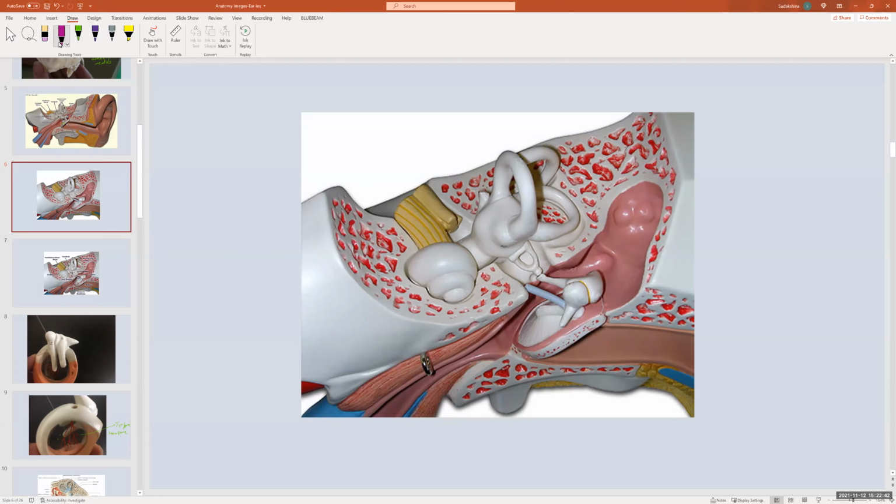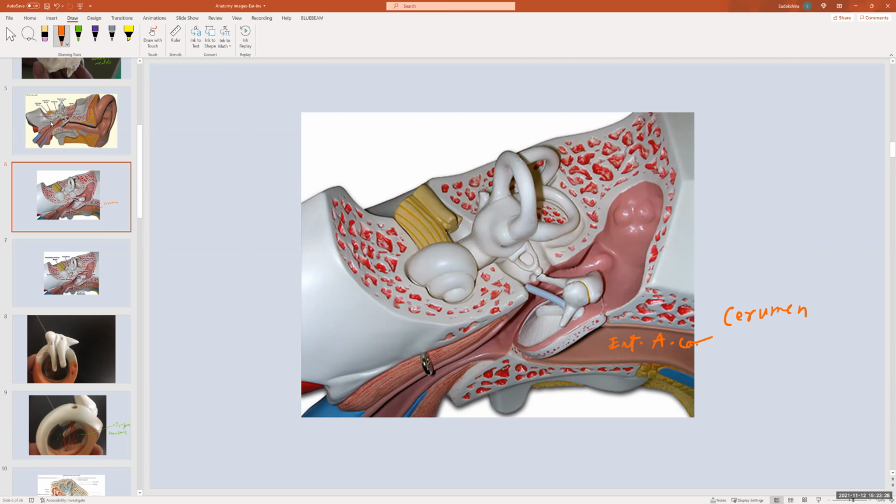Again, external auditory canal. In this external auditory canal, we have a special type of wax, or rather sebum, that's produced within here. Sebum is the oil that's produced on our skin. Here, that sebum is slightly modified to look more like wax than oil. FYI, it's known as cerumen.